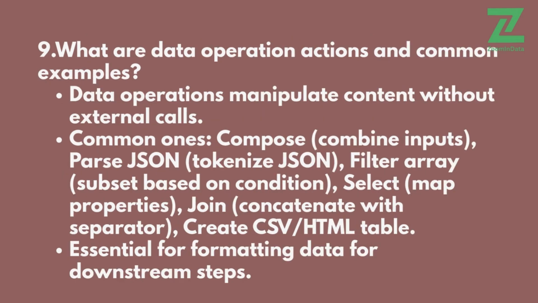What are data operation actions and common examples? Data operations manipulate content without external calls. Common ones: compose, combine inputs, parse JSON, tokenize JSON, filter array, subset based on condition, select, map properties, join, concatenate with separator, create CSV, HTML table. Essential for formatting data for downstream steps.